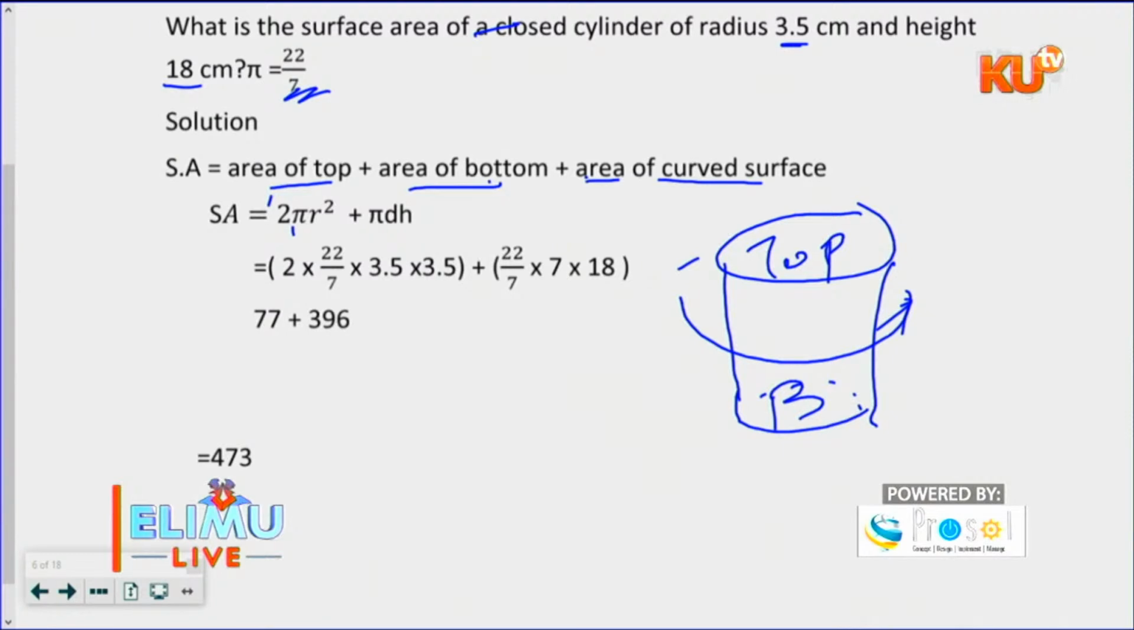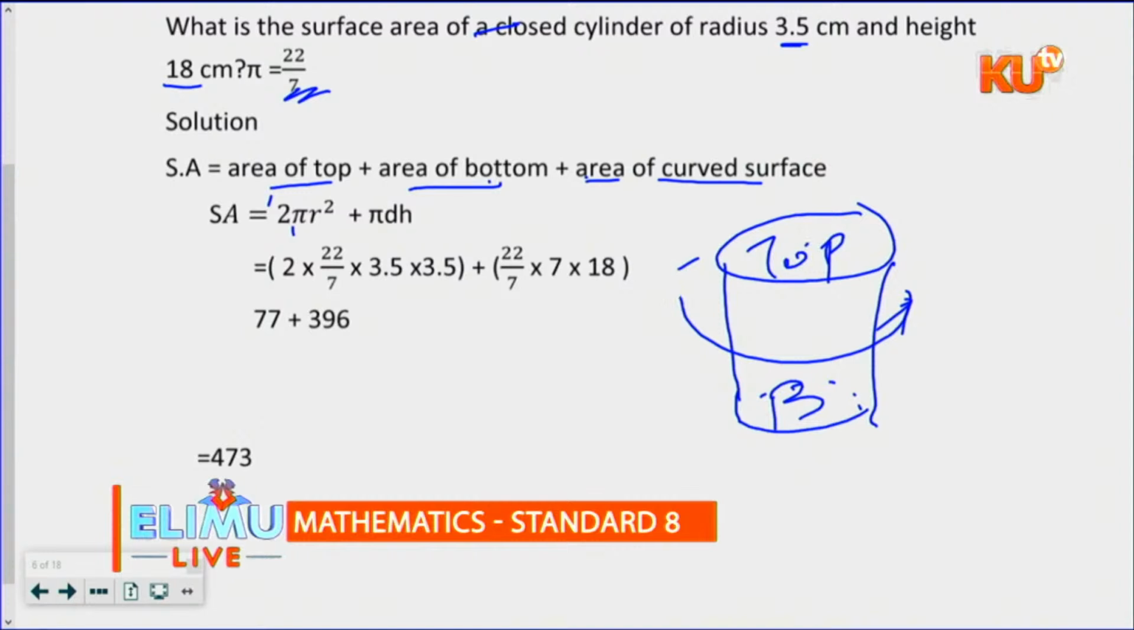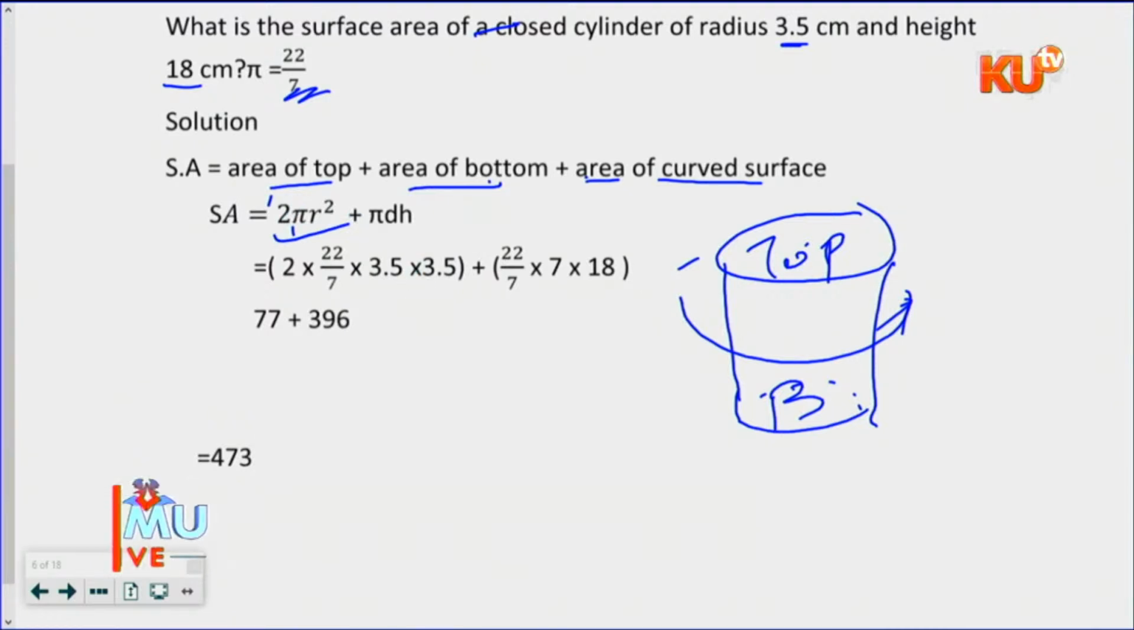Area of curved. So area of top and area of bottom, we realize that they are the same. This one and this one, they are the same. Therefore, since the faces are the same, we say surface area is equal to 2 pi r squared, that is for top and bottom combined, plus pi d h.